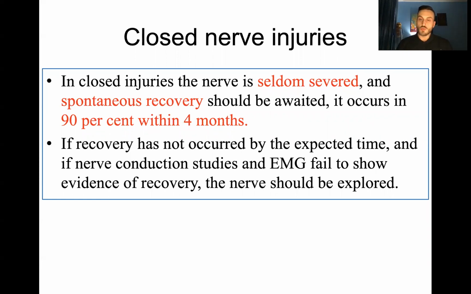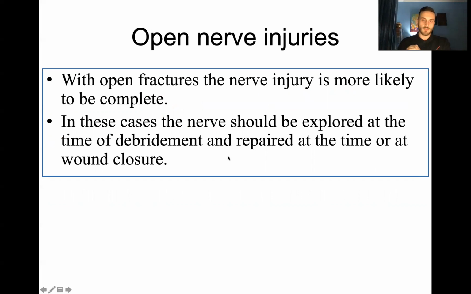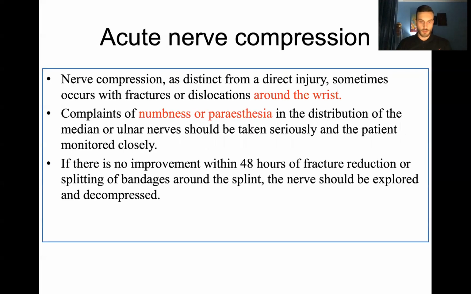Okay, for the nerve injury, usually if it's a closed injury, there is no opening in the skin, you should observe. You can observe because studies have shown that 90% of these people will regain the function of their nerves in about 4 months. So if recovery did not occur, you can do the EMG and you can check for evidence of recovery. After that, you can do the exploration. If it's an open fracture, you can do debridement, repair, then you can look for the nerve and you can find if it's injured or not. If it's injured, you can do primary repair.